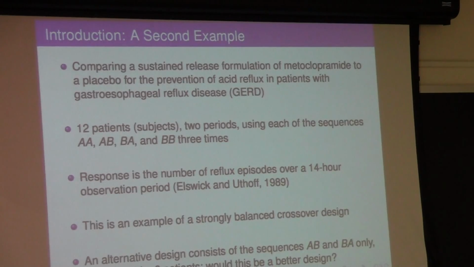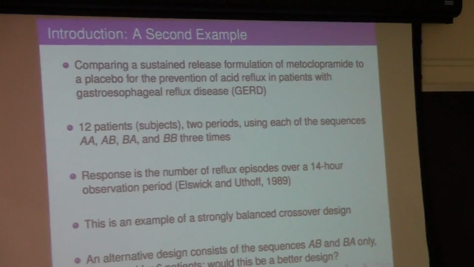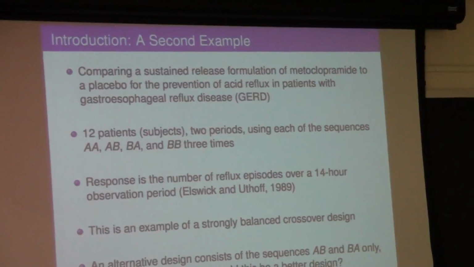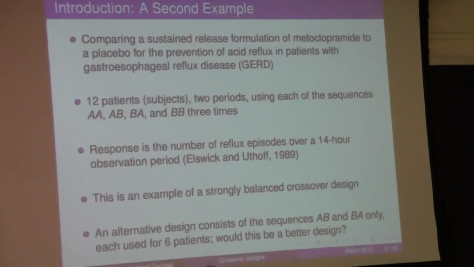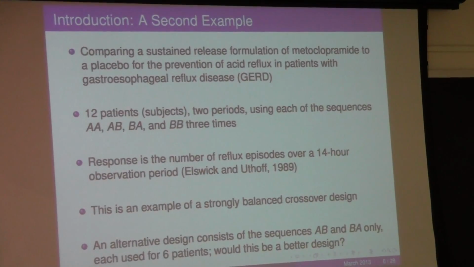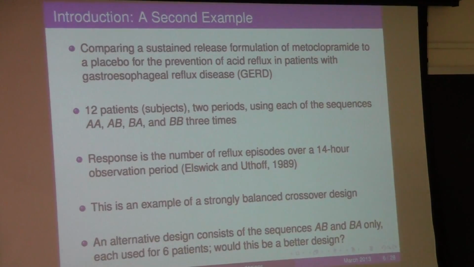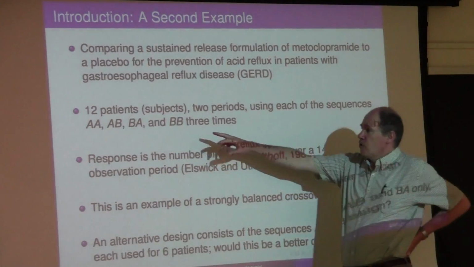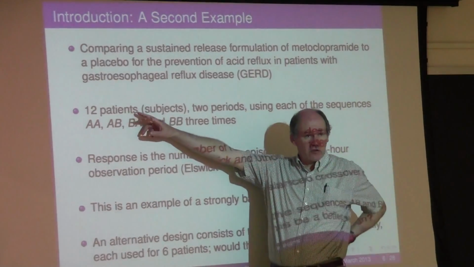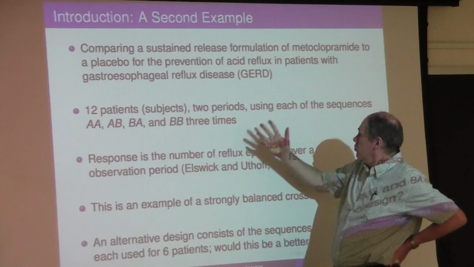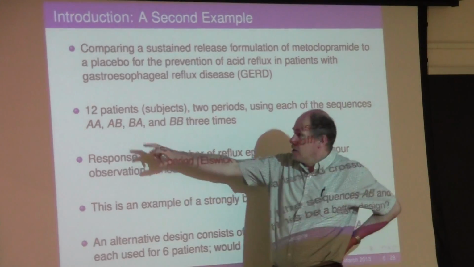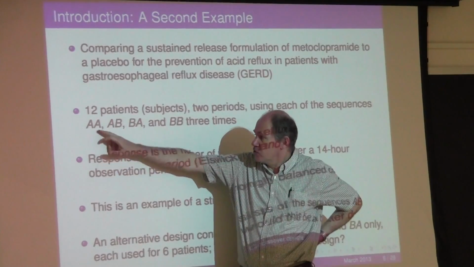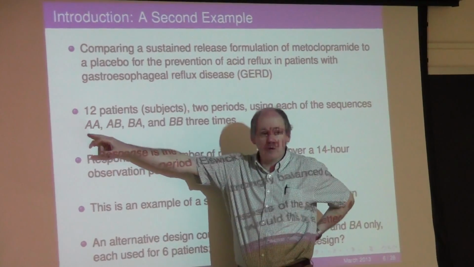Here's a second example. This is comparing an active treatment with a placebo for the prevention of acid reflux in patients with GERD disease. So this experiment had 12 patients, so these patients were subjects. We had the two treatments, one being the placebo, one the active treatment.